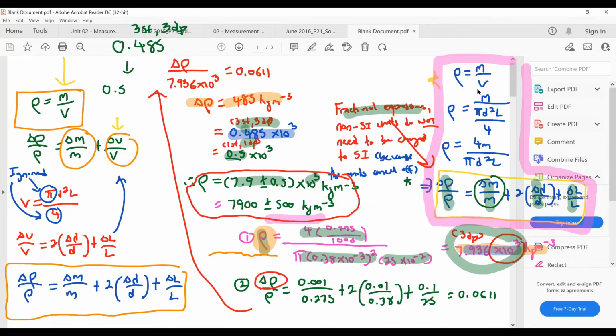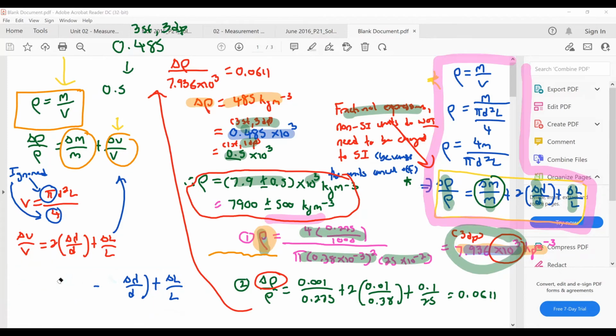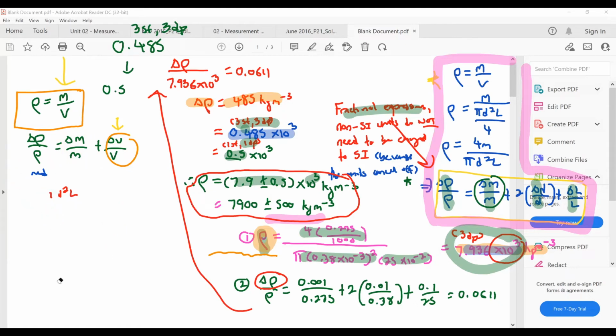Okay. There's also another way to go through this. Let me just wipe off the ones here. I'll show you both methods. Let's write this one off.